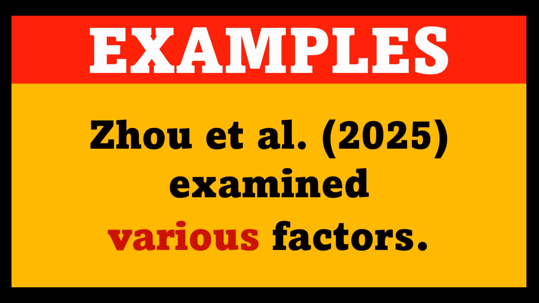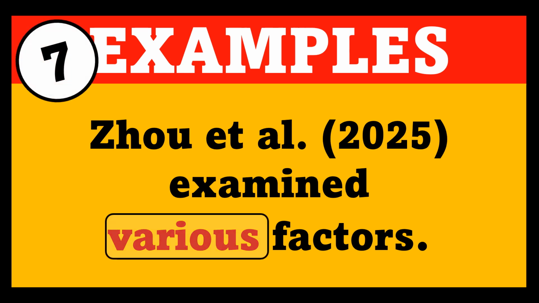If we turn a variety of into various, we have Joe et al. examined various factors. We shortened the sentence up with the word various. Now it's only 7 words. And again, we have not sacrificed any substance or content or any information. All the ideas we're expressing are still present.